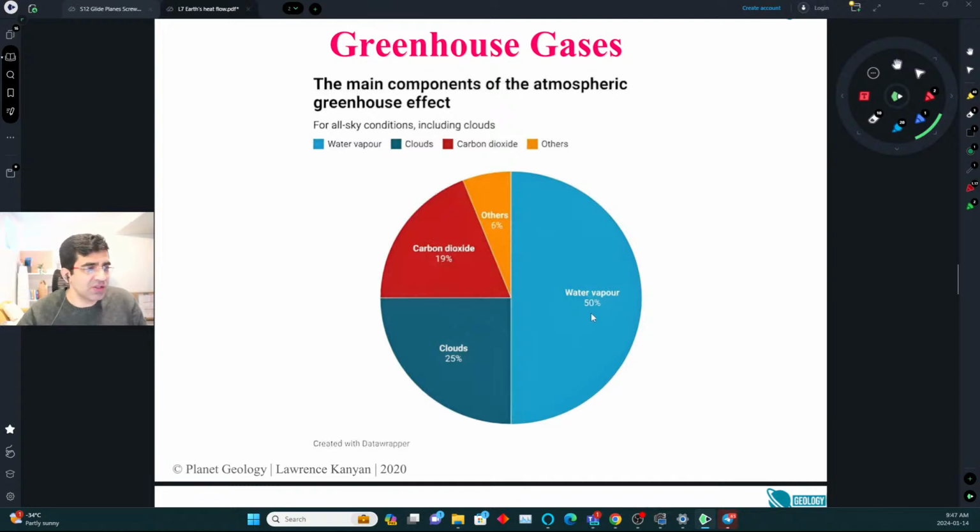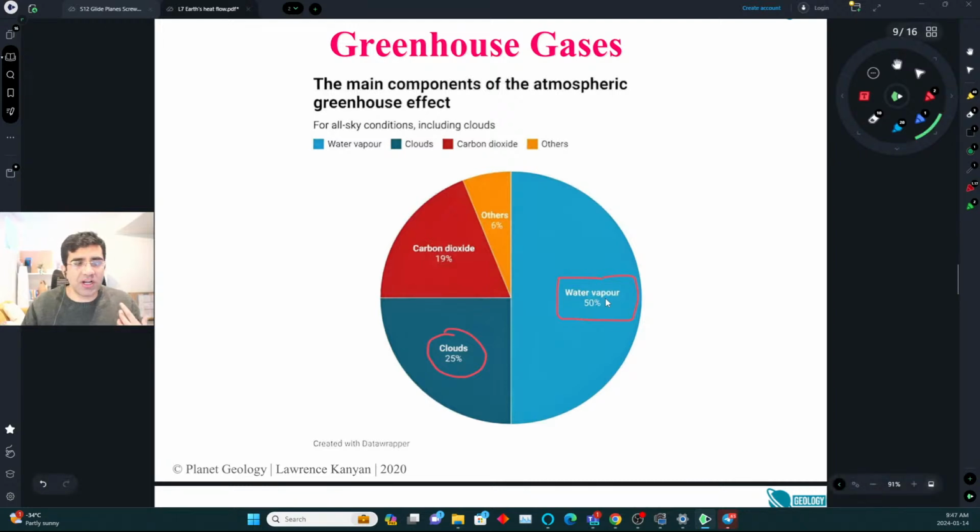Just the presence of water vapor in the atmosphere contributes 50% to the greenhouse effect. If you include clouds along with it, clouds also play a very important role. Usually cloudy nights are not very cold, because the clouds trap the heat and do not let it escape from the surface. Together they contribute roughly 70-75% of the greenhouse effect, water vapor and cloud. So water alone contributes almost 75% to the greenhouse effect.